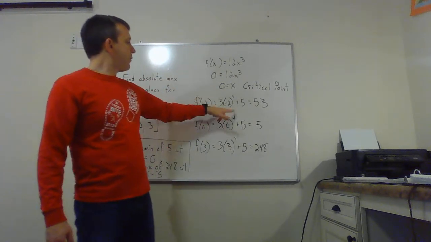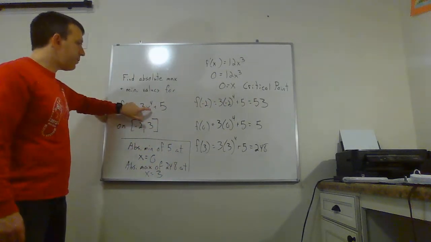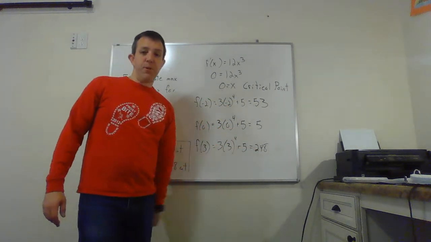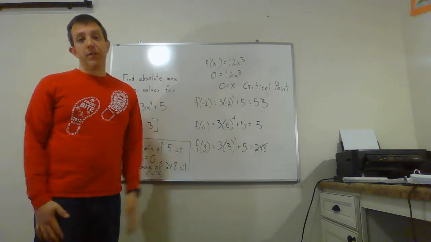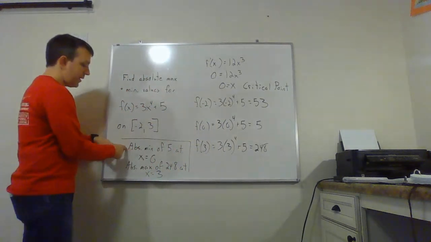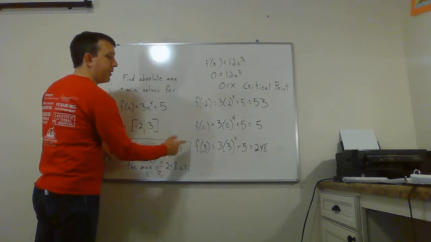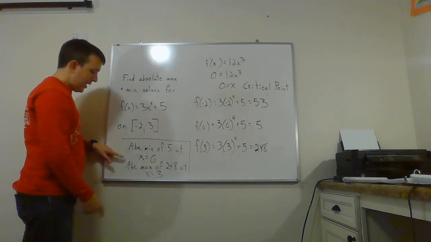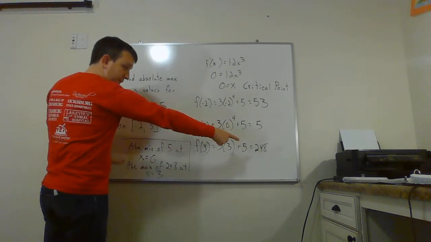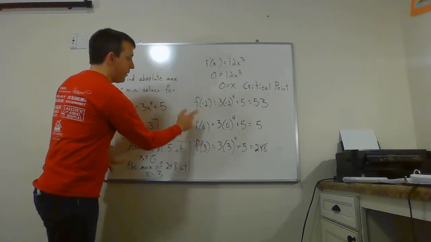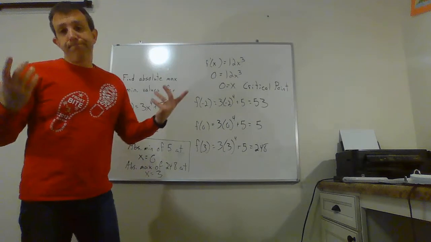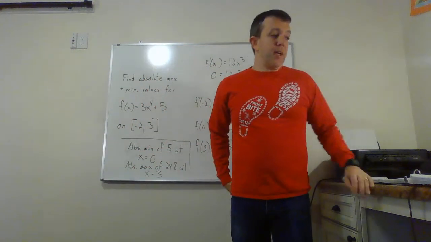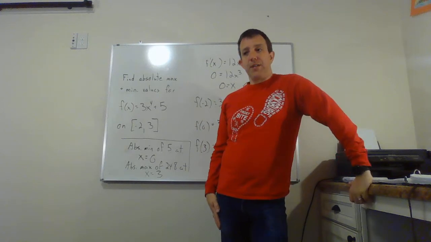F of -2, if you work it out, gives you 53. Again, plugging it in back here, f of 0 is 5, and f of 3 is 248. All that's left is to say that we have an absolute min of 5, because that's our smallest one, at x equals 0. And we have an absolute max of 248 at x equals 3. So that left endpoint didn't do anything for us. We're looking for the biggest and the smallest. And that's really what we're doing here in this section.